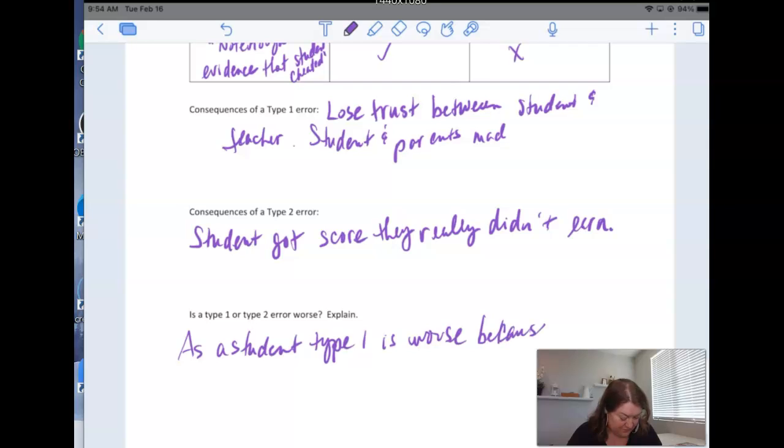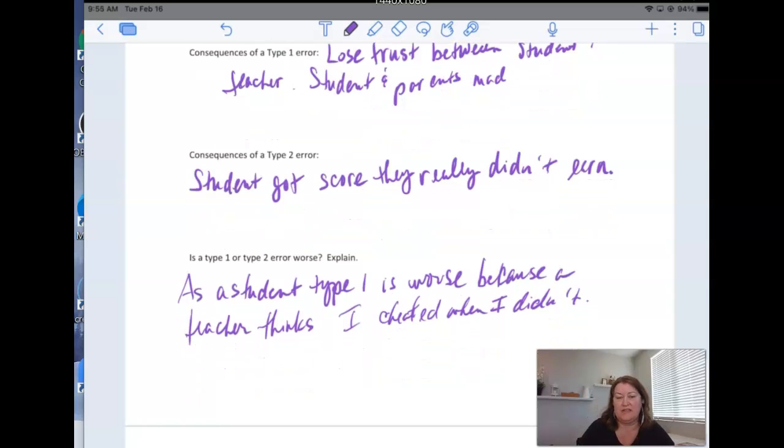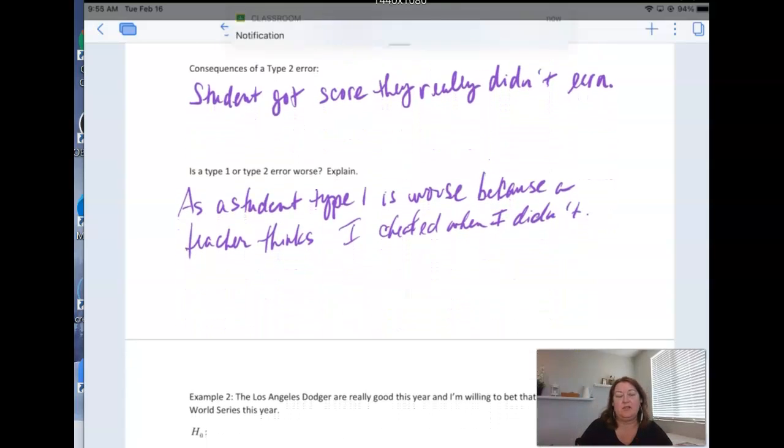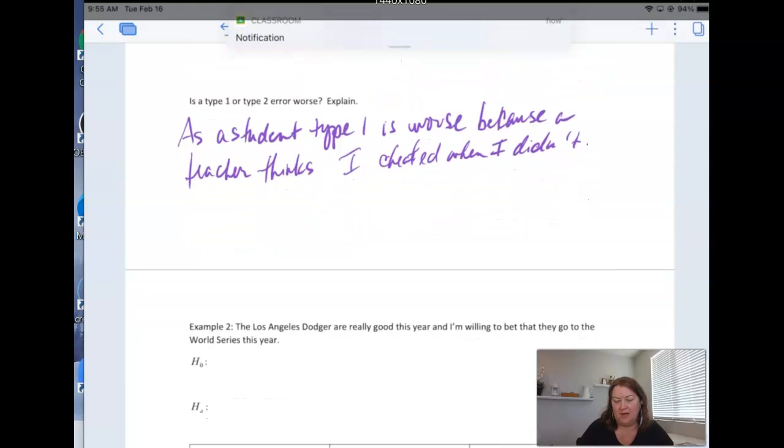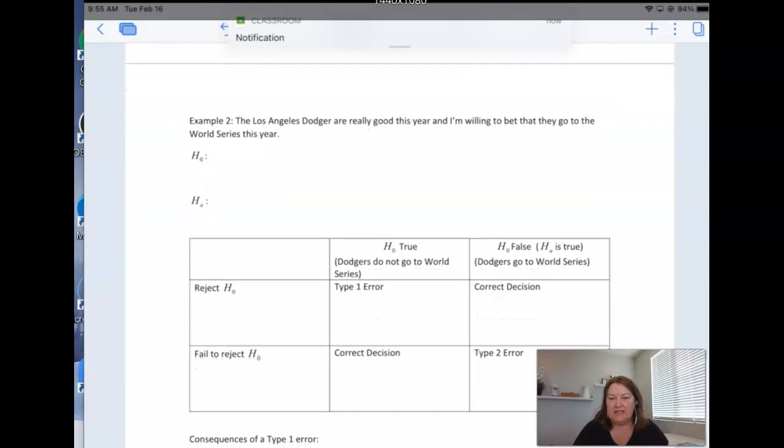Because a teacher thinks I cheated when I didn't. Okay, so whenever they ask you which one is worse, it doesn't really matter which way you say, as long as you justify it and say which viewpoint you're looking at it from. All right, let's do one more and then you're going to do some of these for homework. All right, in example 2.